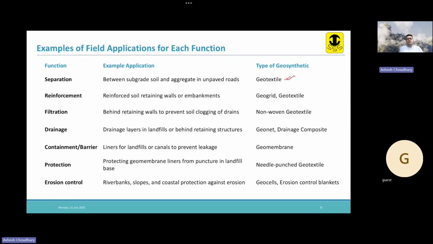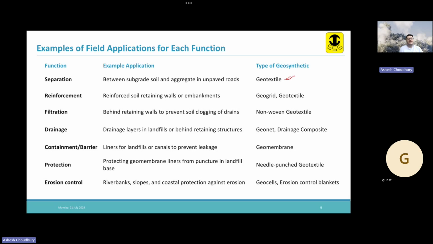Next we have the reinforcement. Reinforced soil retaining walls and embankments. That is the easiest example that I discussed, right? Reinforced soil retaining walls or embankments. For reinforcement purposes, we generally use a geogrid or a geotextile, most commonly geogrids. And then the third function is filtration. Filtration, as I discussed, is between retaining walls to prevent soil clogging of drains. This also I discussed. For that, we use non-woven geotextiles.